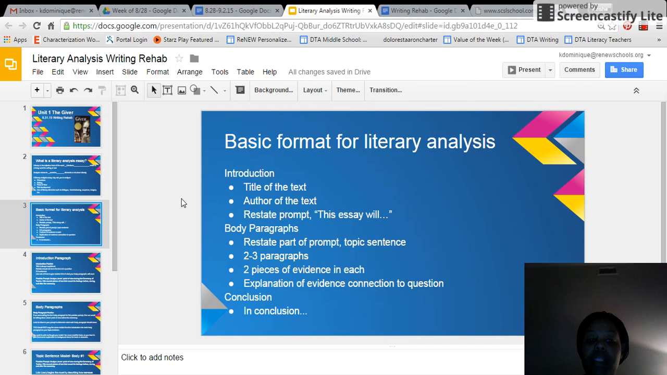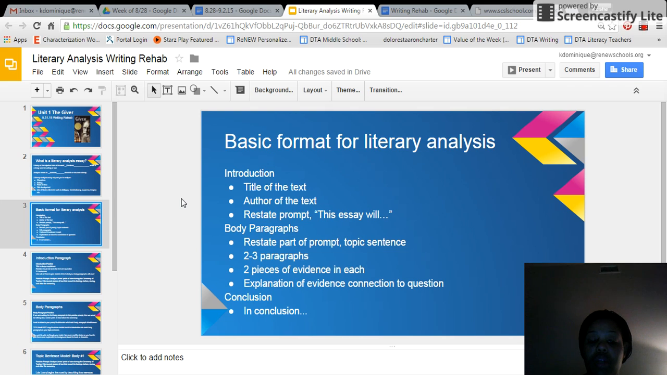Basic format for literary analysis, and I've been giving you the checklist. Eventually, I will not be allowed to give you that checklist anymore, especially for our testing and stuff like that. I can't give you the checklist. So you have to become familiar with the basic format of the literary analysis.